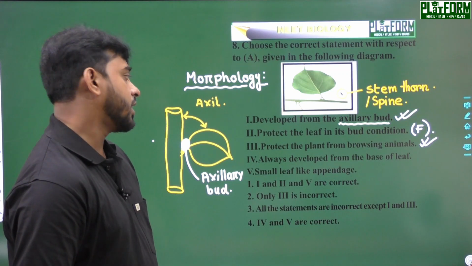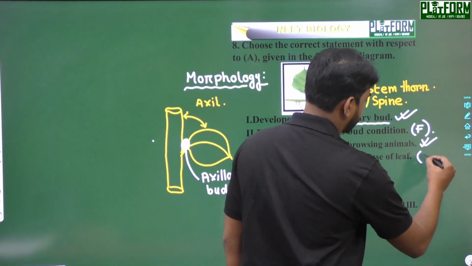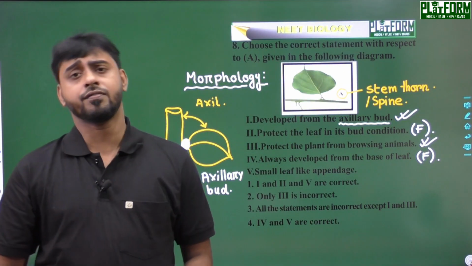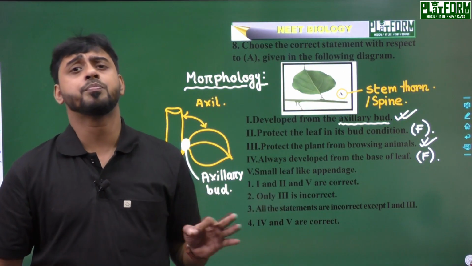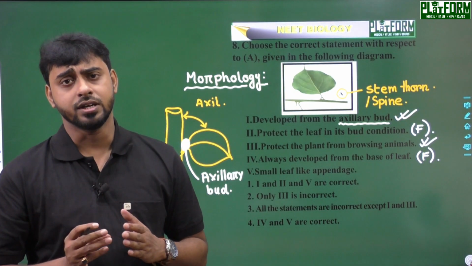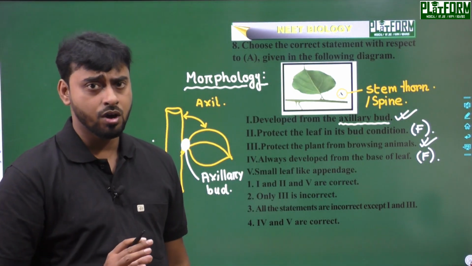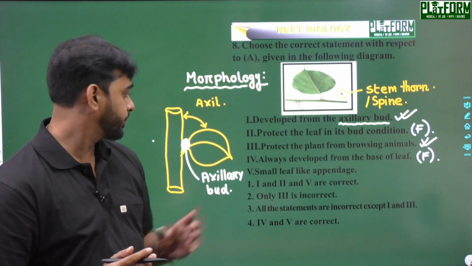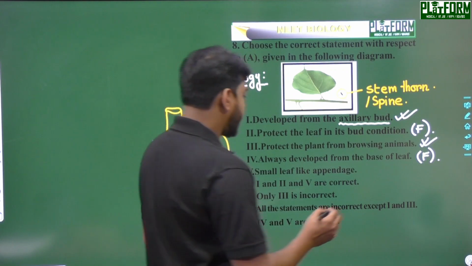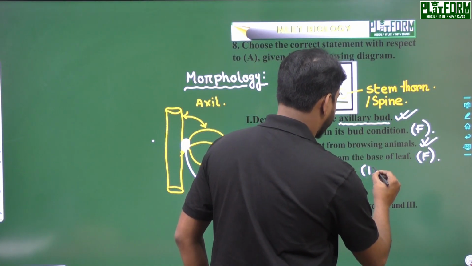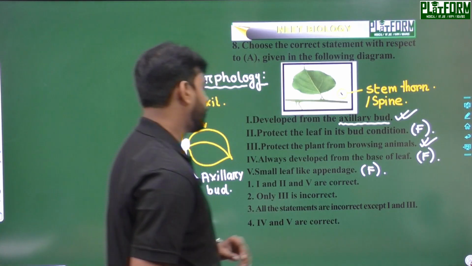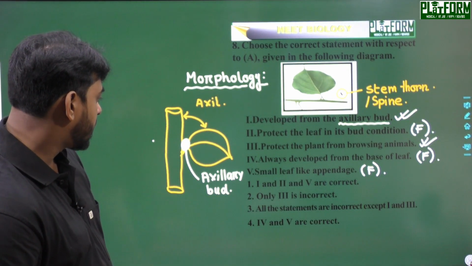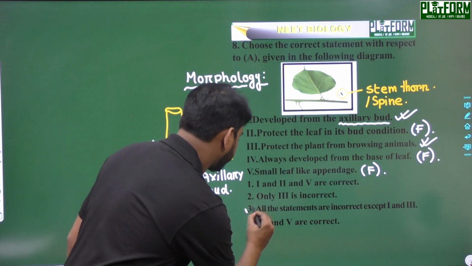Always develop from the leaf base. This is the false statement because the spine may develop from any other parts of the plant body. It may develop from the stem or the other parts. The spine can also be observed as small leaf-like appendages. No, it is not leaf-like appendages, so this statement is also false. So the correct answer will be this one.